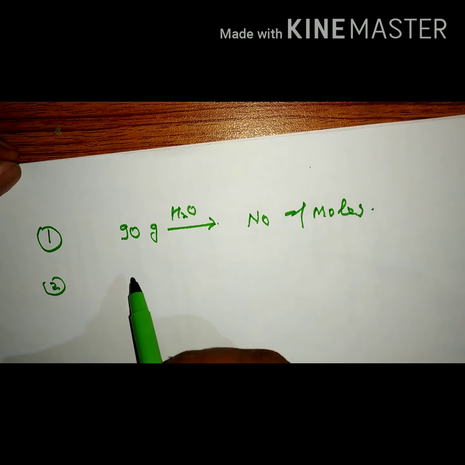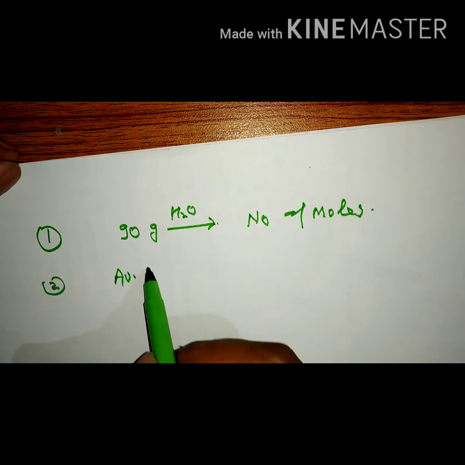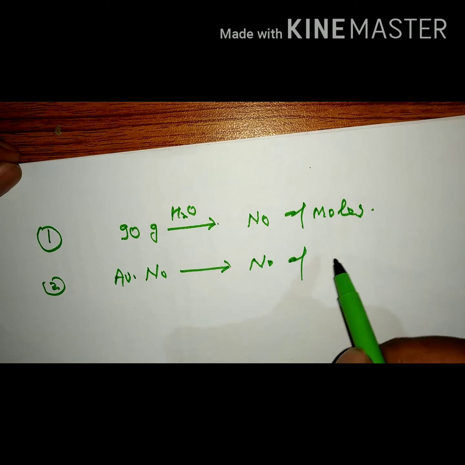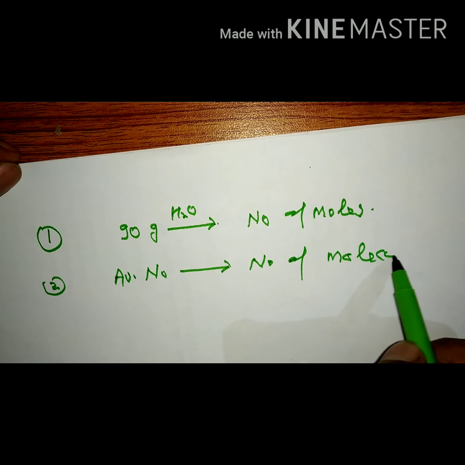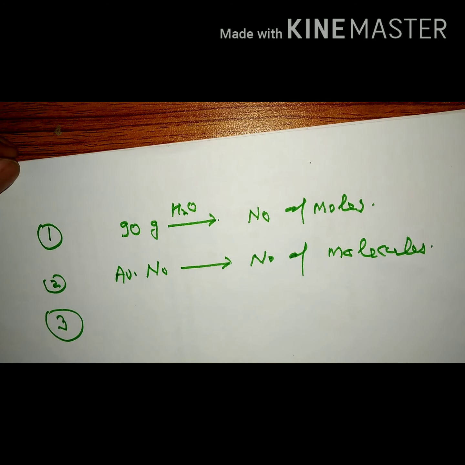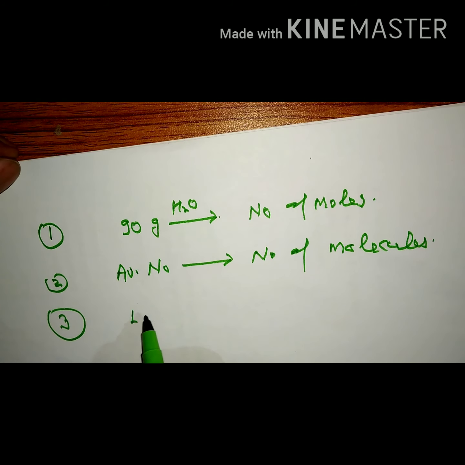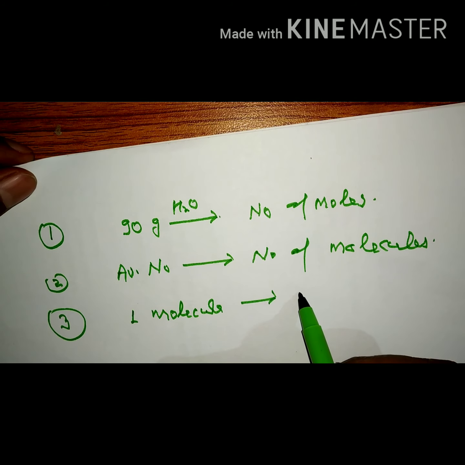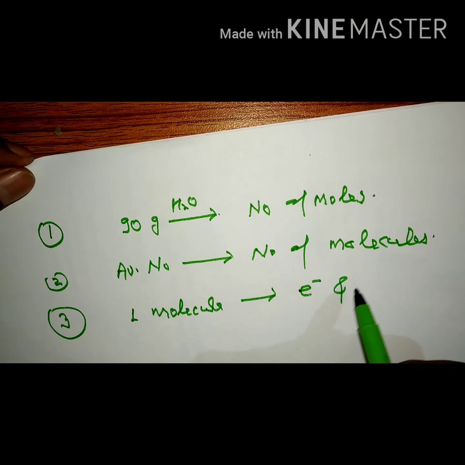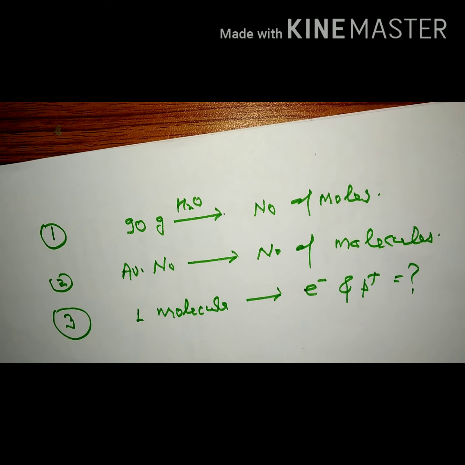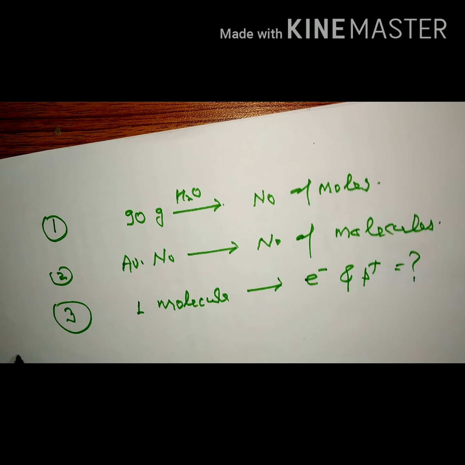Then, using Avogadro number, find the number of molecules. Then, in one molecule, how many electrons and protons are there? So you will be able to find. Now let's approach.